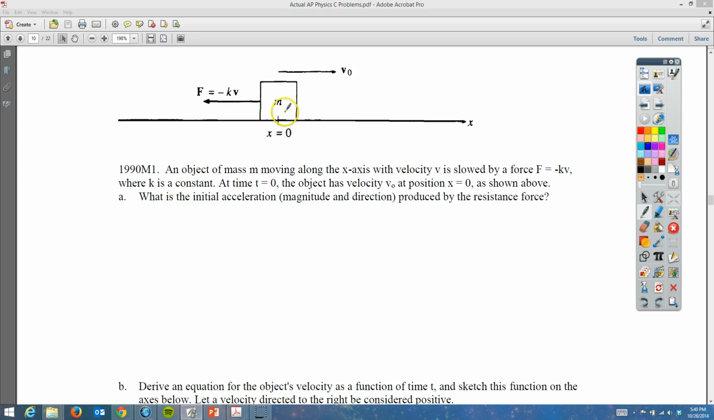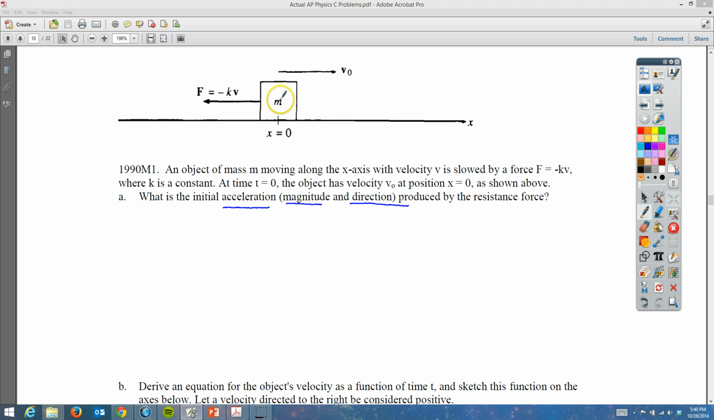We have an object of mass m moving along the x-axis with a velocity, so notice that it is going right. And it is slowed by a frictional force that has a value of negative kv, where k is a constant. At time 0, the object has a velocity v0 at position x equals 0, shown above. So we know that it's moving and it's got some sort of speed. They want us to find the initial acceleration, both magnitude and direction, produced by the resistive force.